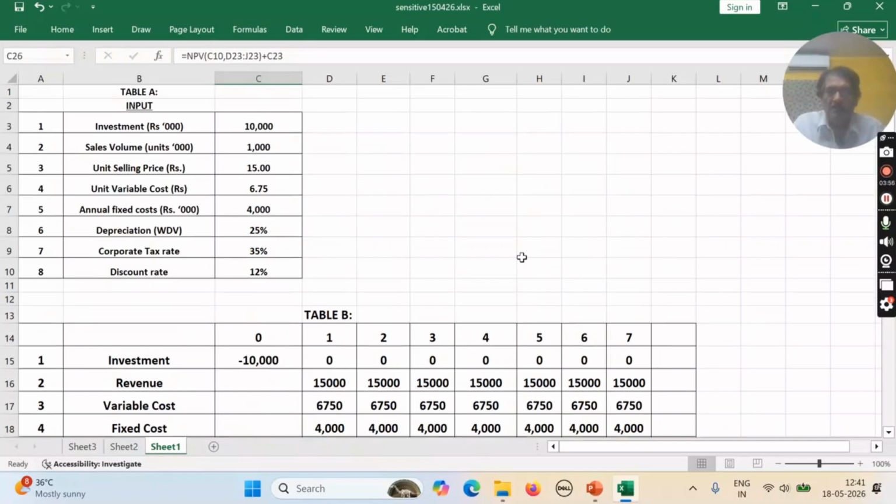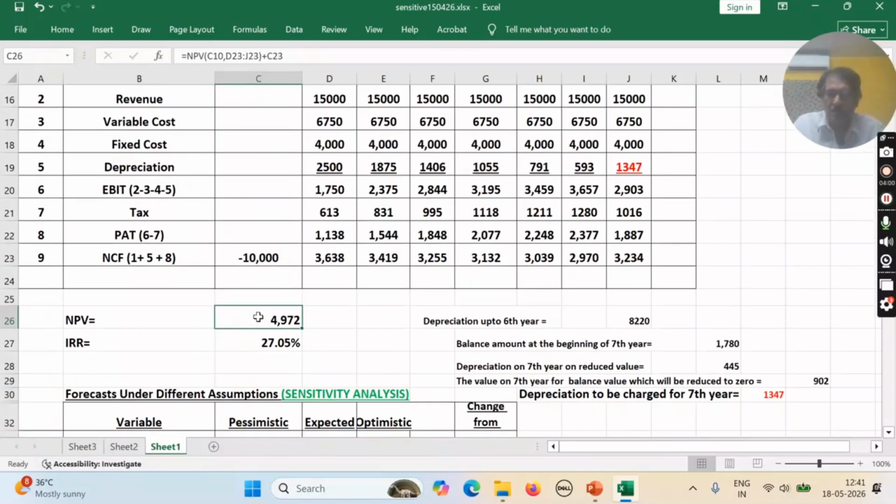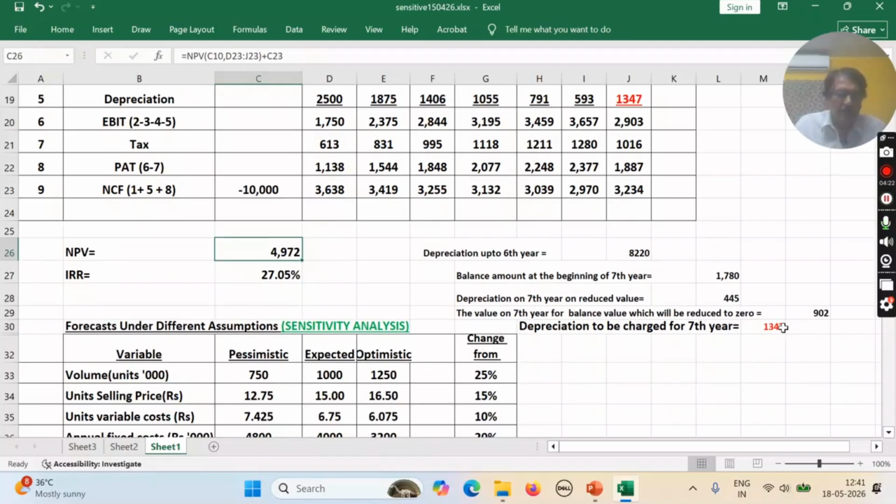If I change any value, instantly the NPV will be changed accordingly. That is the advantage of using Excel, because for doing the sensitivity analysis, we have to compute several numbers of NPV, and for that we will take the advantage of this Excel sheet. How this has come I also discussed in my previous video. I am not going to repeat it again.